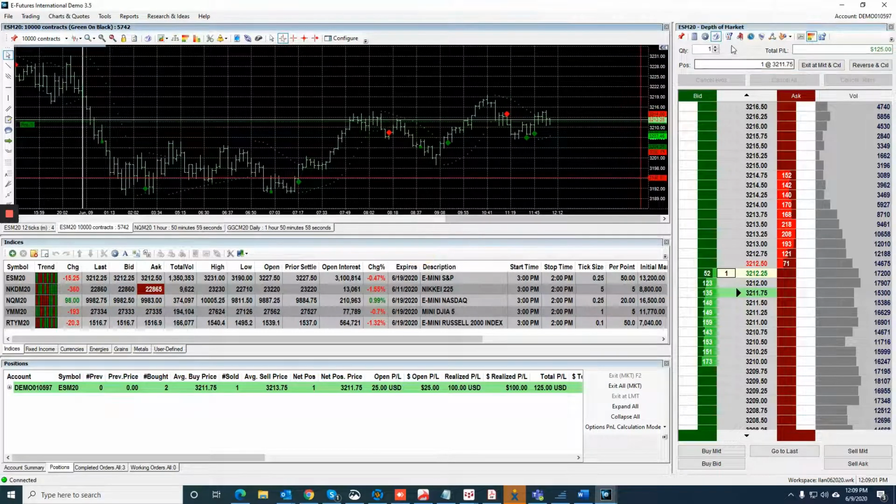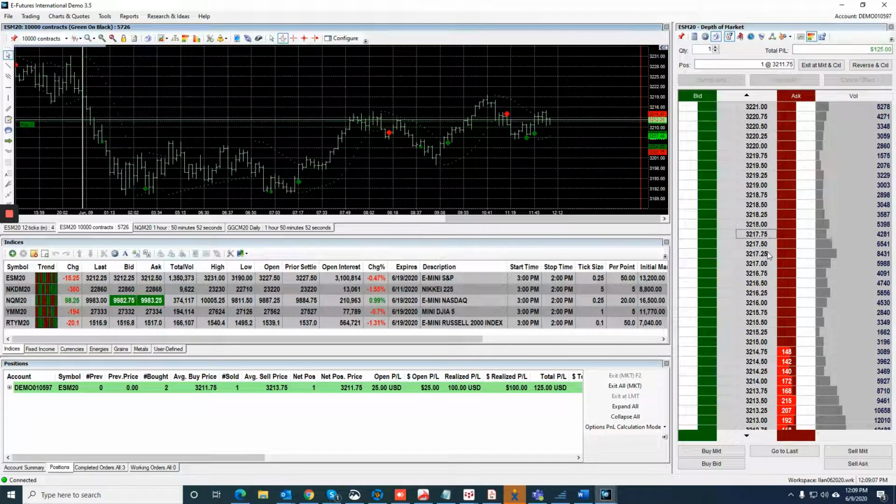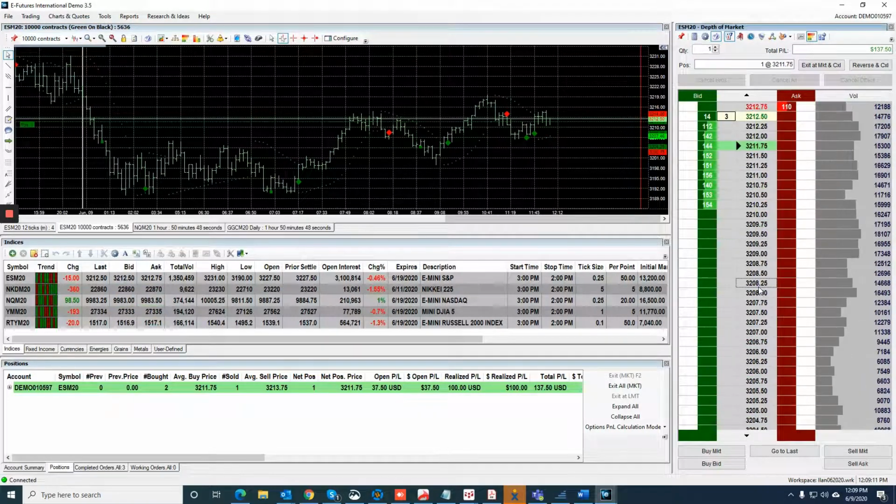And I'm going to go ahead and send an OCO. So I click on the OCO. I'm going to put 17.50 as a limit. I'm going to do 10.25 as the stop.